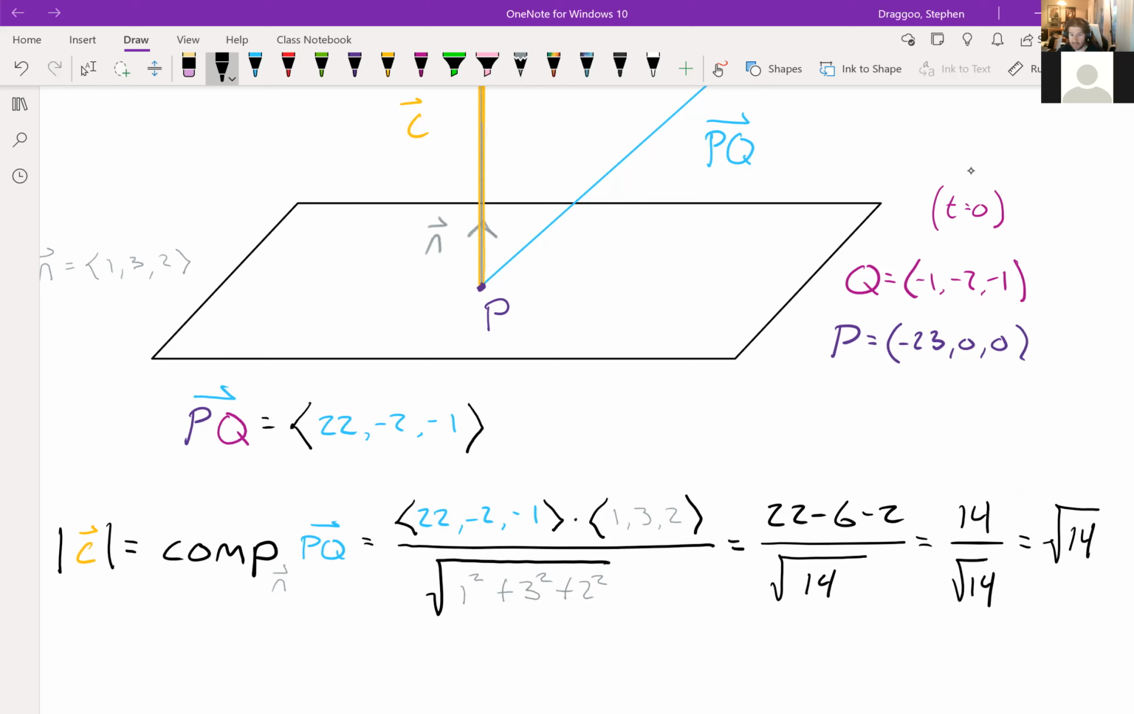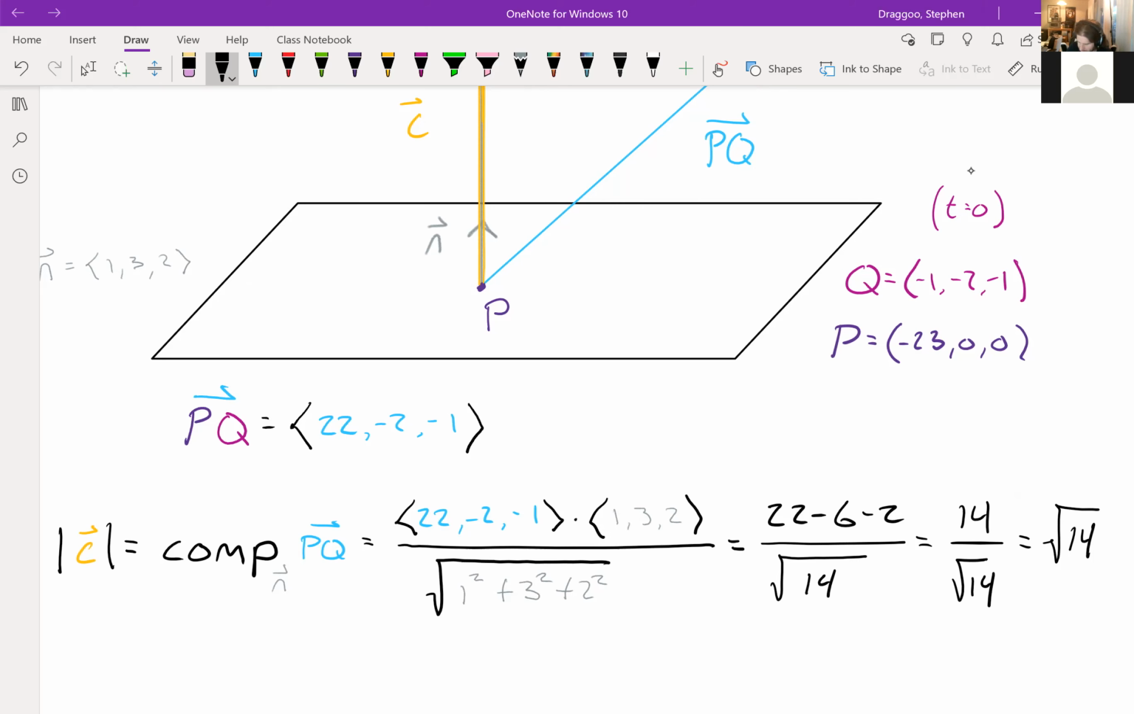Right, and so again, that was our distance because we just needed the magnitude of C. Technically, I should have some absolute values in here too, but it ended up coming out positive, so I didn't need them. So I guess we'll say I knew it was going to be positive before I started.